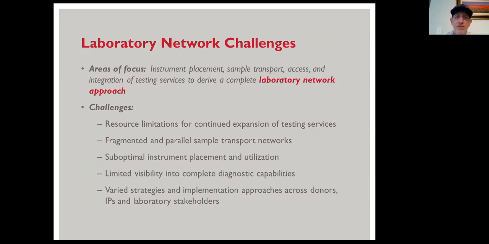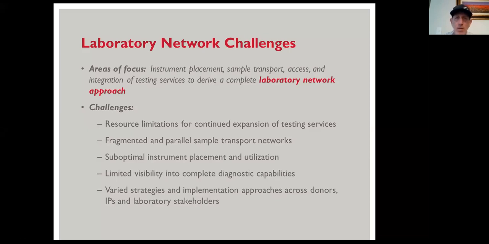We see very different strategies and considerations that various stakeholders have, and many times they're not quite aligned. And this is an opportunity to lay everything out there in one exercise so people can appreciate everyone's investment and voice their interests in developing the lab network.